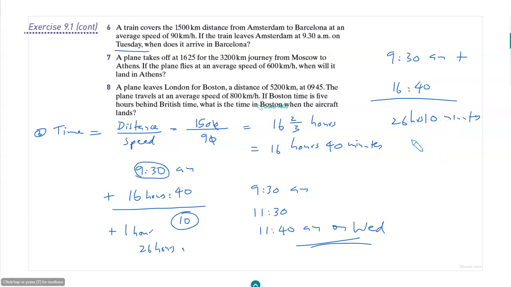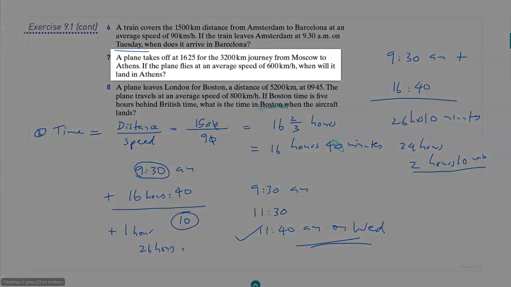Okay, so 26 hours means 24 hours and then 2 hours, 10 minutes, right? So if it's 24 hours, it will be the next day, same time. So 24 hours means 9:30 a.m. on Wednesday. Then you have 2 hours, 10 minutes more. So 9:30 becomes 10:30, 11:30, and then 10 minutes, 11:40. So that's how you get 11:40. Okay. Number 7.